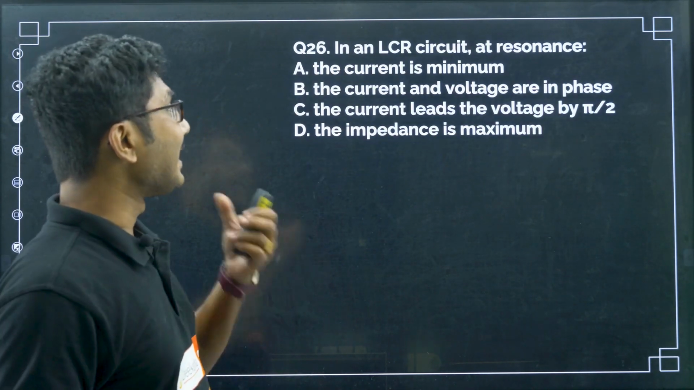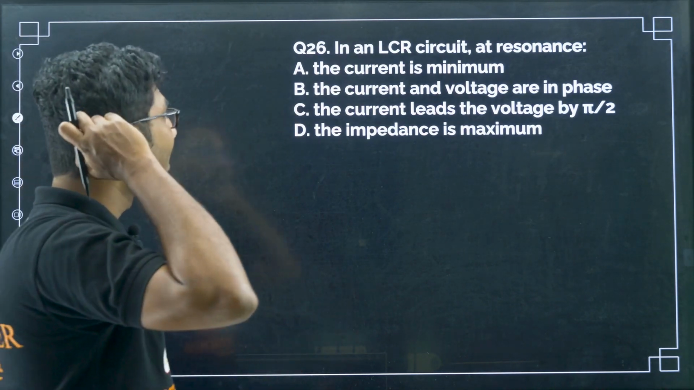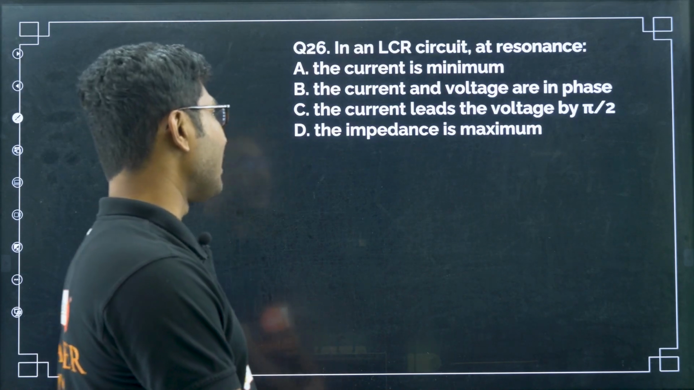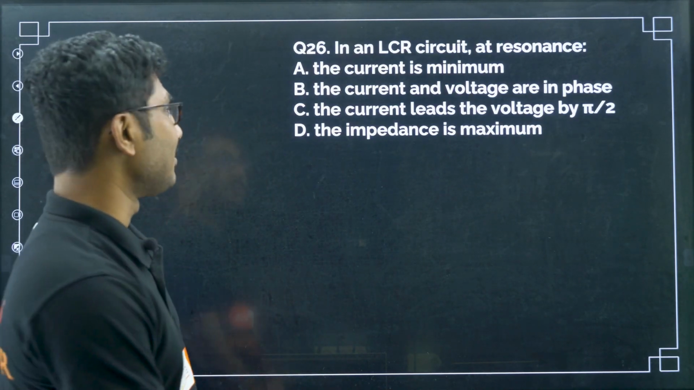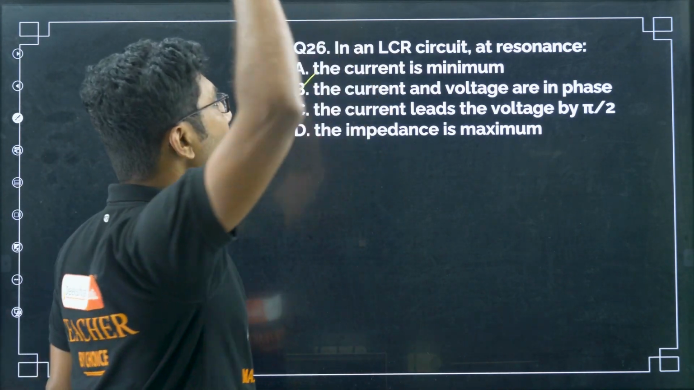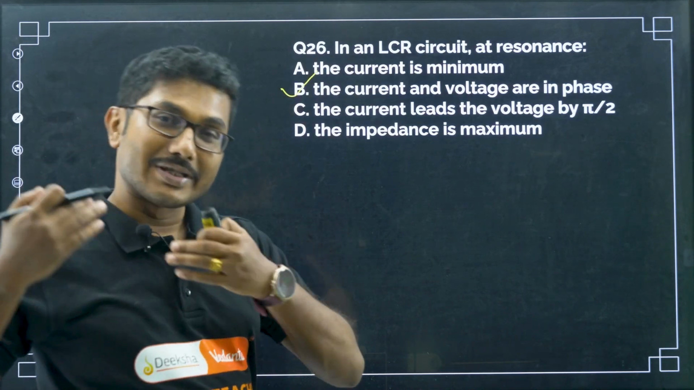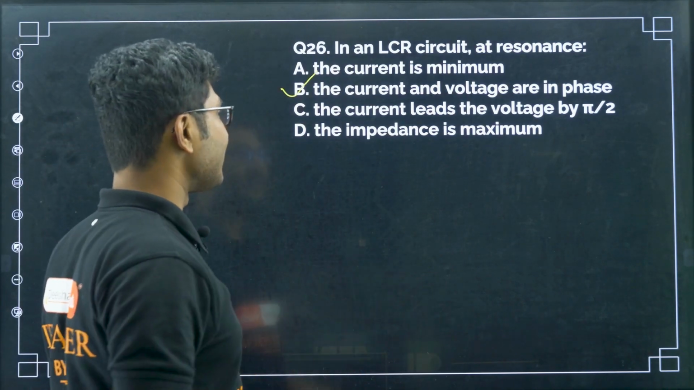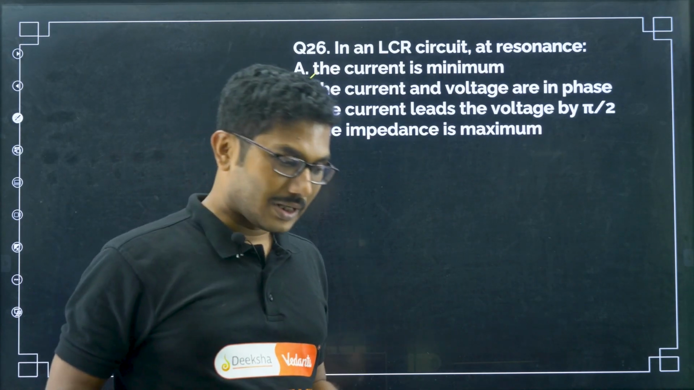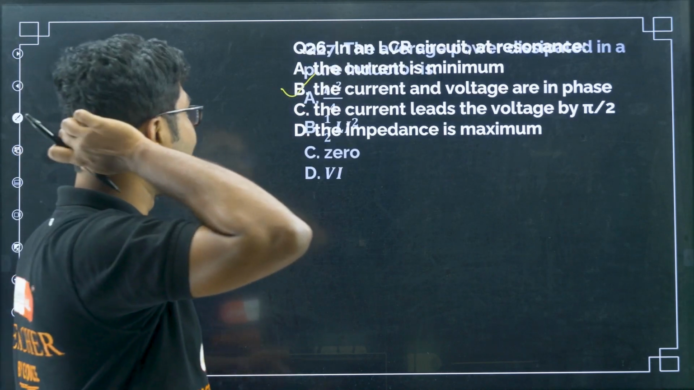Next question. In an LCR circuit at resonance, the current is minimum, the current and voltage are in phase, the current leads the voltage by pi by 2, the impedance is maximum. In an LCR circuit at resonance, current is maximum, current and voltage are in phase, the phase difference is 0, obviously in phase means phase difference is 0, the impedance is minimum, only the resistance works, the circuit becomes completely resistive, right.